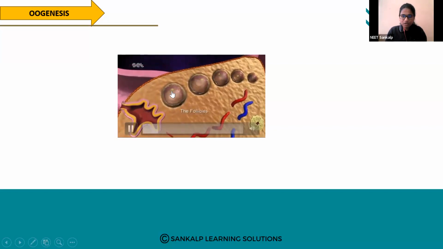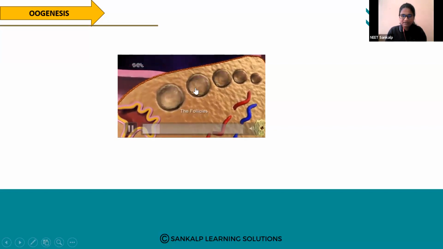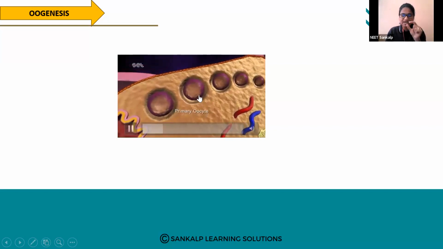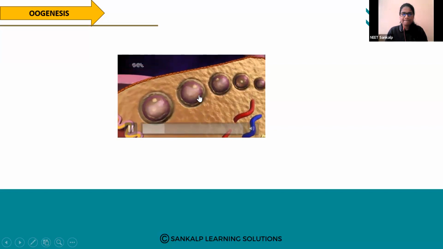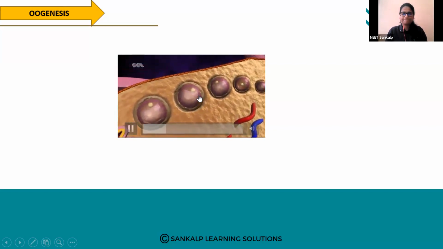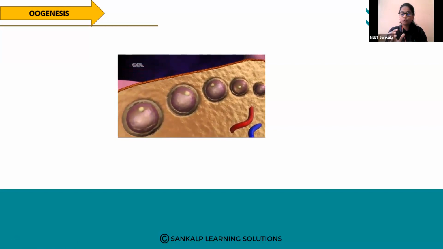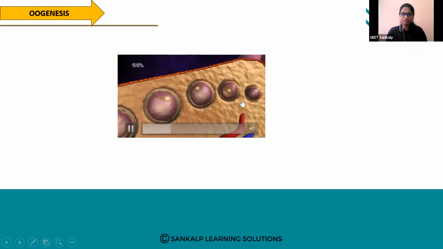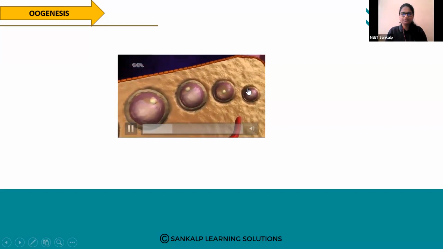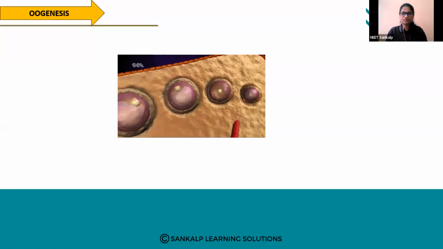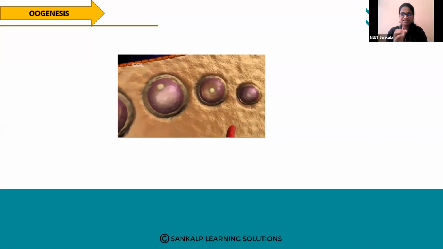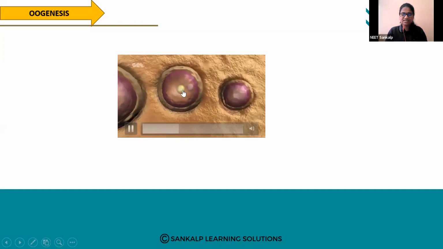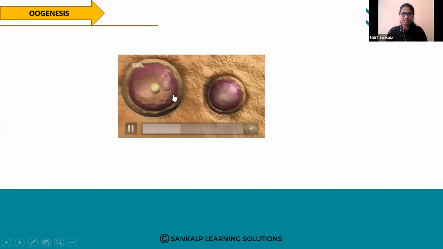So the division occurs here. In these follicles, whatever you are seeing, the division occurs in the nucleus of a primary oocyte, he is showing now. The primary oocyte is in a diploid condition, right? So these are all primary oocytes. This is still developing. Now what happens in the primary oocyte? This primary oocyte which is present in a fetus will undergo meiosis.